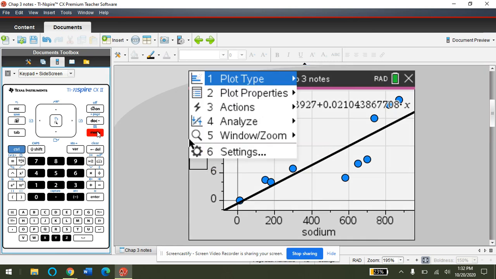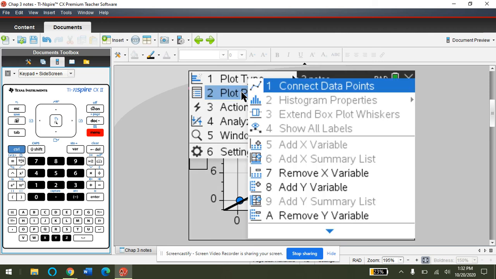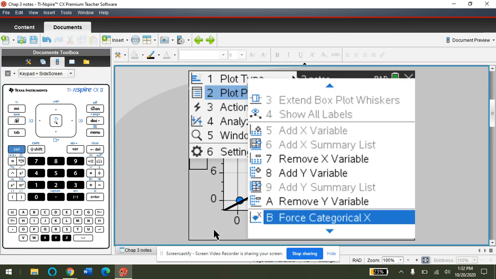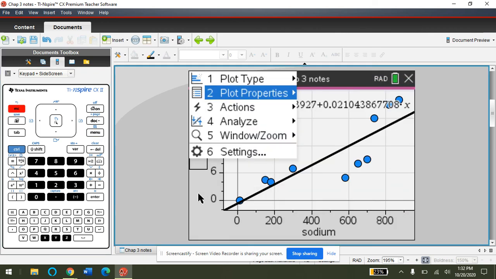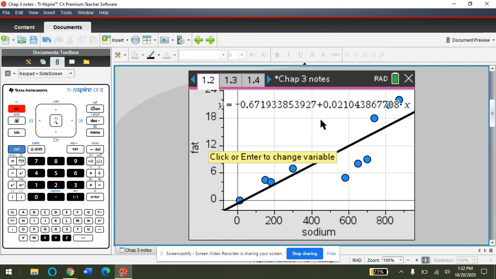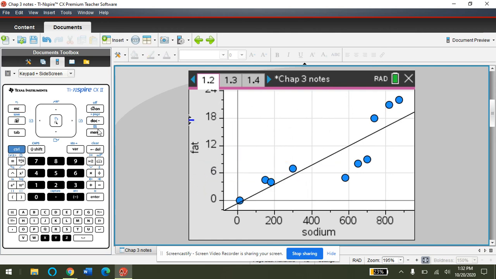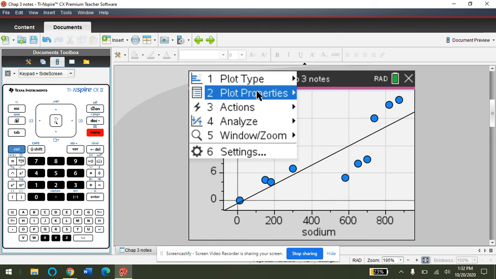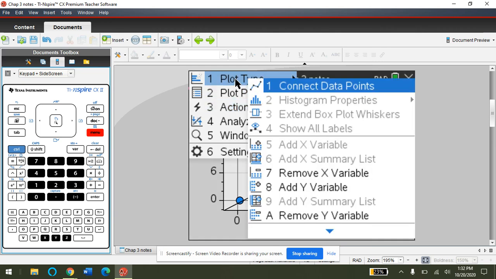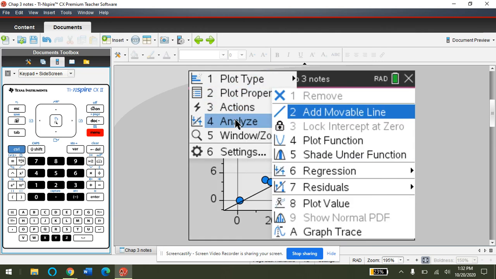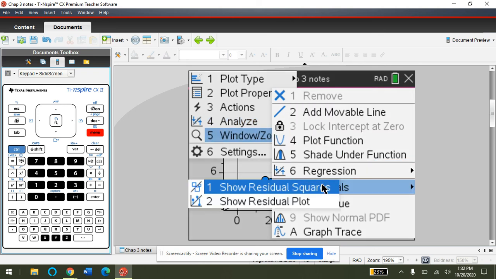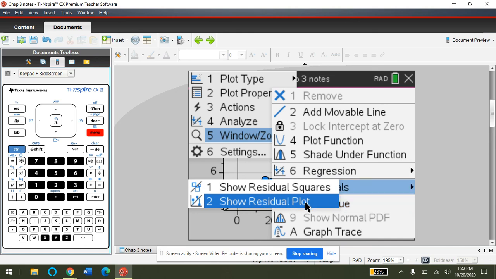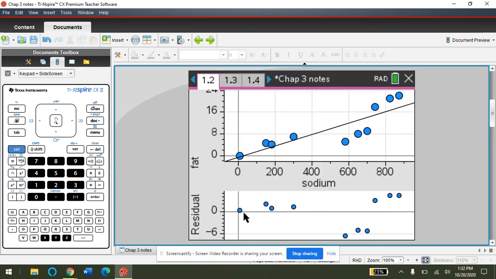You can do menu, plot properties. Nope, I'm in my axis, sorry. Do you see how my cursor was in the word fat? Your cursor needs to be on the white part. If you hit menu, plot properties, no, analyze, I apologize, analyze. So if you go menu, analyze, residuals is highlighted. If you pick residual plot, it graphs it for you here.